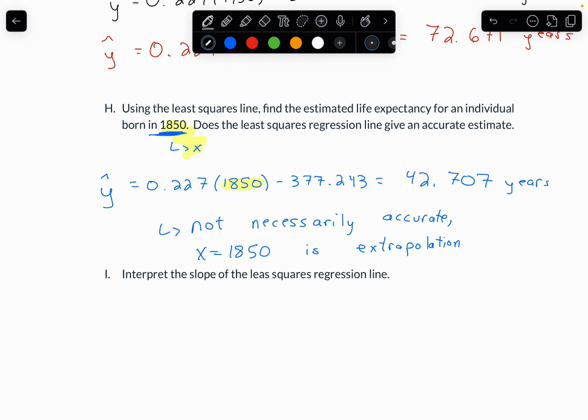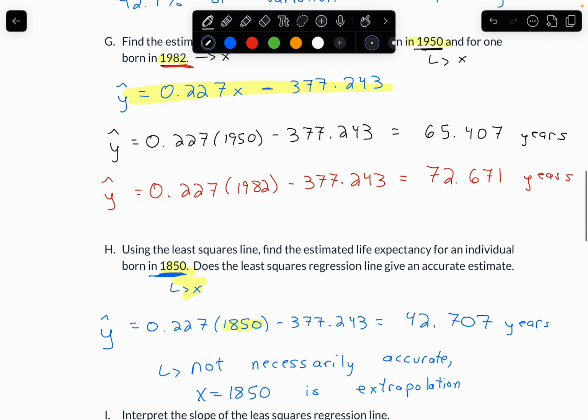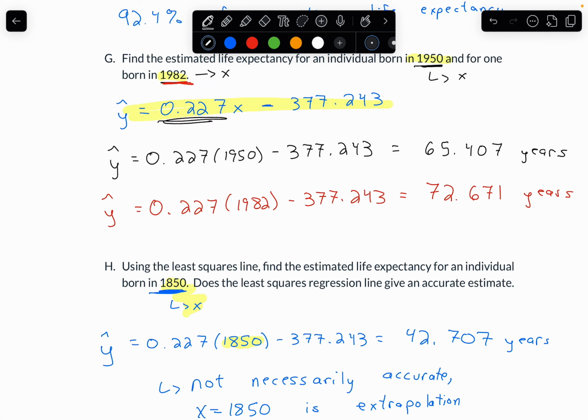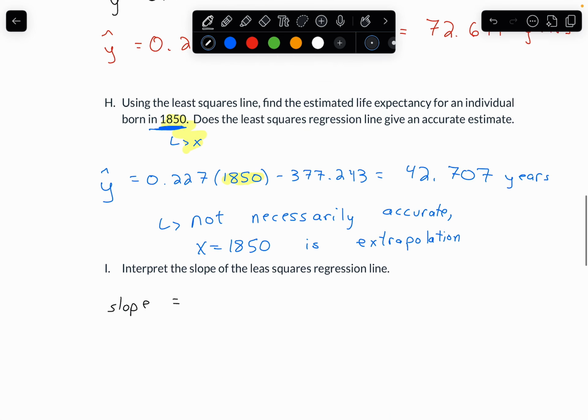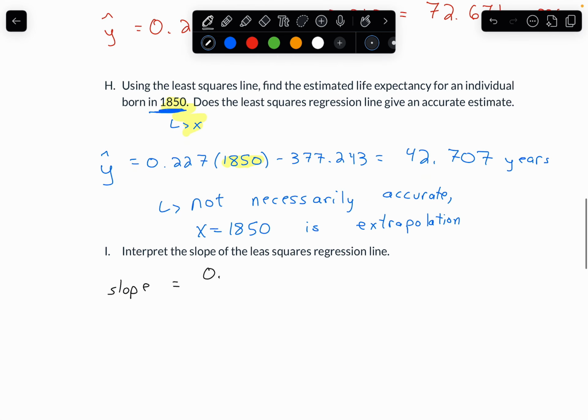Last question here. Part I says, interpret the slope of the least squares regression line. So, okay, the last part, interpret the slope. So the slope that we found here is that coefficient in front of x, and I can scroll back up so that we have it, 0.227. So I always like to make that a fraction, so I'm going to put that over 1.